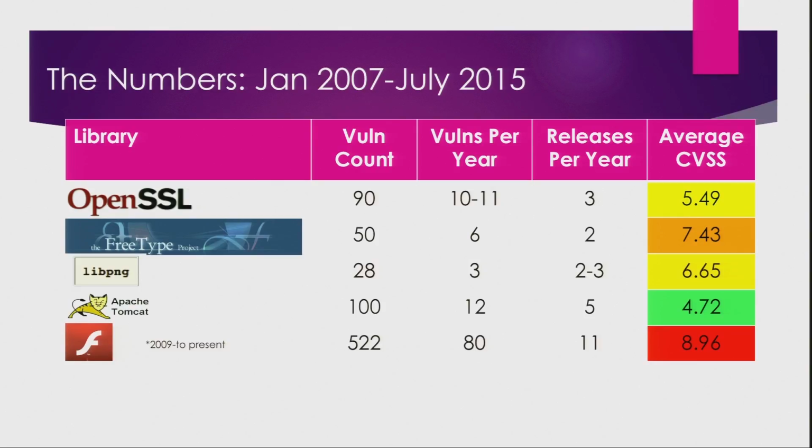Flash Player, now that one starts in 2009, and that one had 522 vulnerabilities. They release roughly monthly. Occasionally, they will go out of cycle for a critical vulnerability that's being exploited in the wild. And their average severity is 8.96.